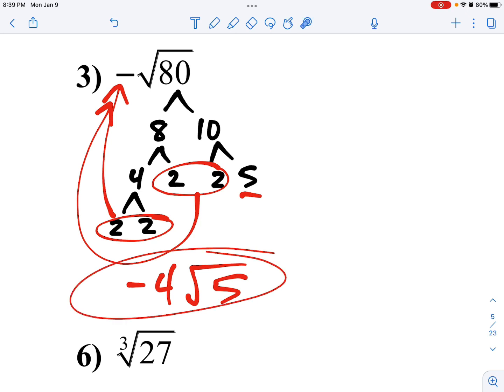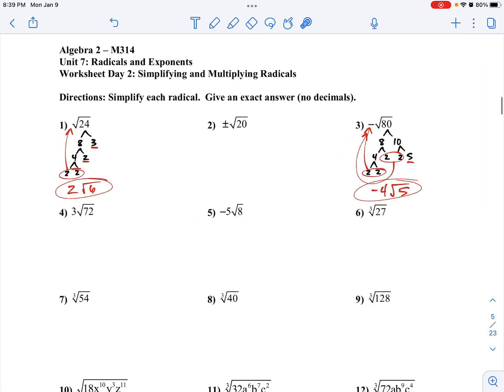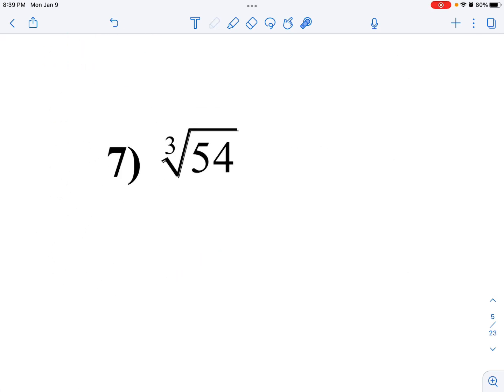So remember, I have one group of 2, so that comes out as a 2. And I have another group of 2, which comes out as a second 2. And 2 times 2 is how I got 4. Let me try one more, like with a 3. Yes, I'm going to do number 7. Let me break down 54.